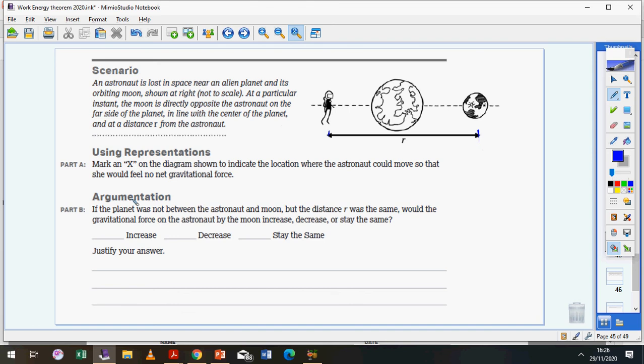This one, they're trying to get you to understand gravitational potential energy, which is the title of that page. So I want you to mark an X on the diagram shown to indicate the location where the astronaut could move so that she would feel no net gravitational force.